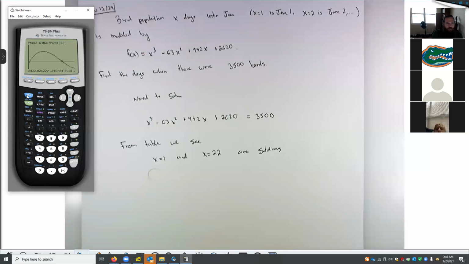But if we wanted to know with greater certainty, the move is to use the table. Hit second, graph, and that will bring up your table. We just scrolled around here until we found this function being equal to 3,500, and there were two places where it did that. Up here, when x was 1, this was 3,500. Scrolling and scrolling, looking at those y1 values, when we get down to x equals 22, we hit 3,500 again.